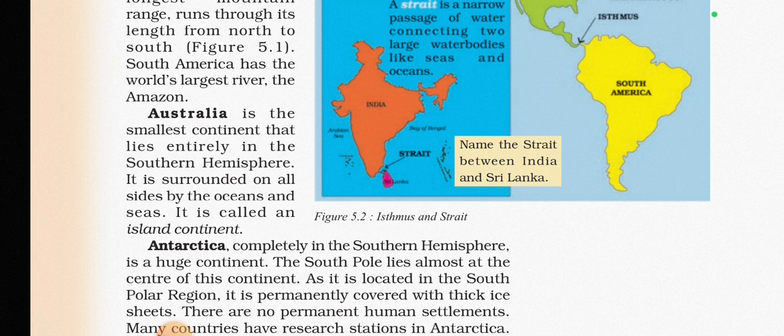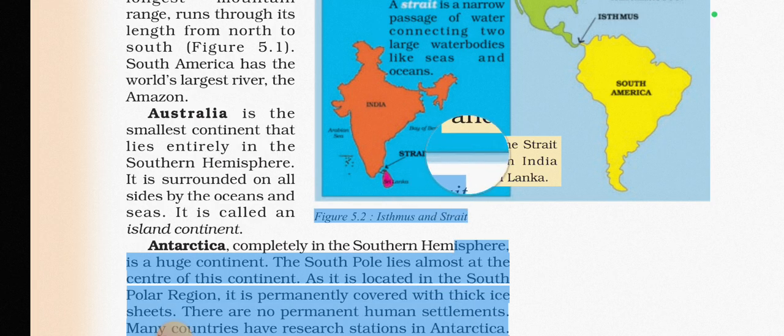Now the next one is Australia. Australia is the smallest continent, and it lies entirely in the southern hemisphere. It is surrounded on all sides by oceans and seas, and it is called the island continent because of its size. Besides that, it is an island continent because it is covered on all sides by water bodies.